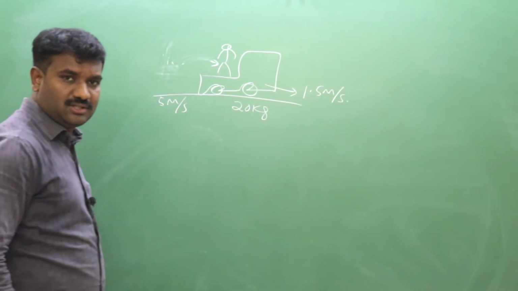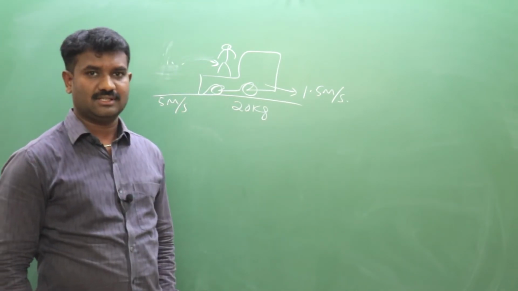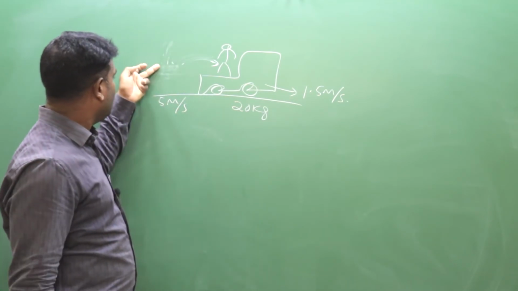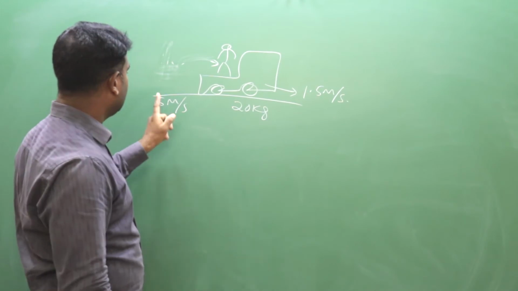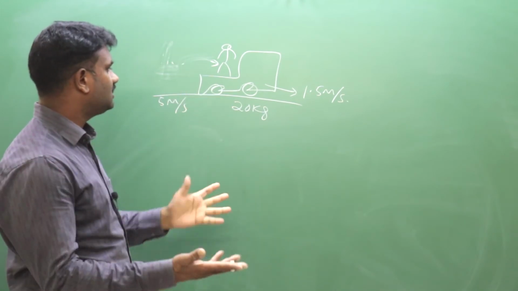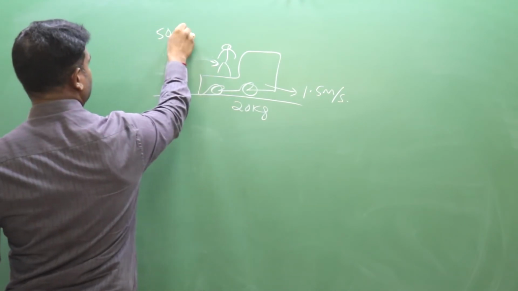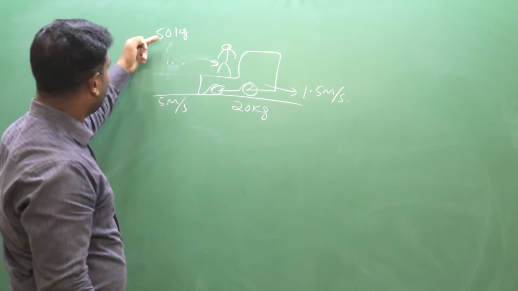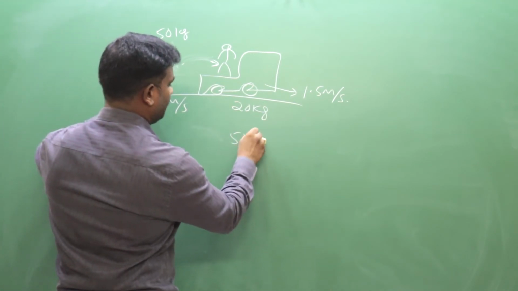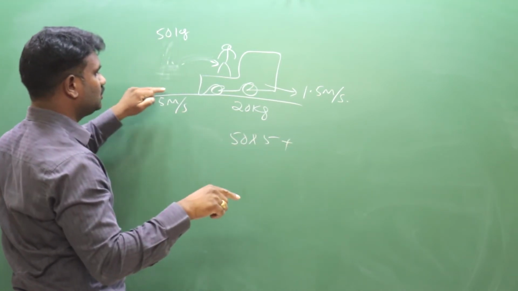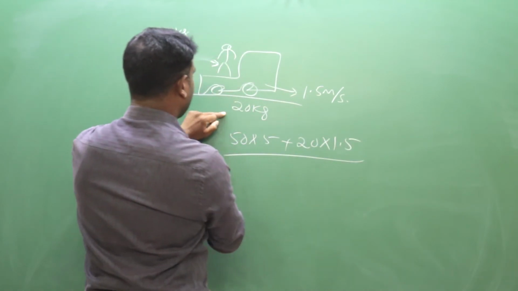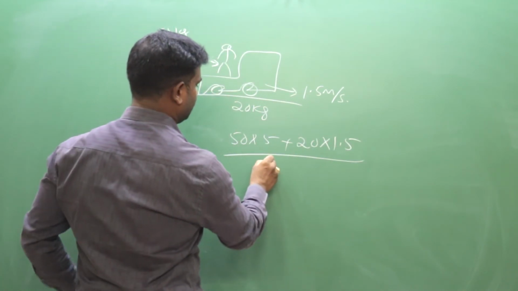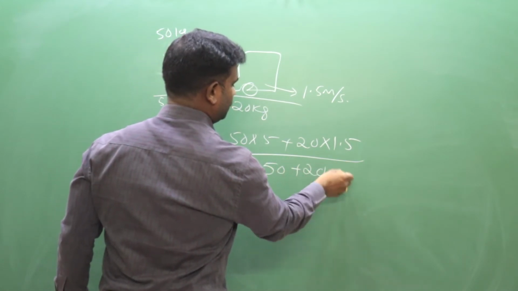So do you wish that I need to solve this? Not necessary, right? What is the formula? m1 u1 plus m2 u2 by m1 plus m2. That's all. So boy mass is 50 kg. m1 u1 is 50 into 5 plus m2 u2, 20 into 1.5, by m1 plus m2, 50 plus 20. You solve this.